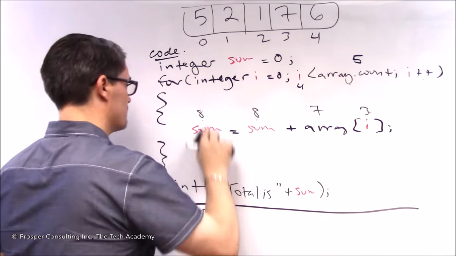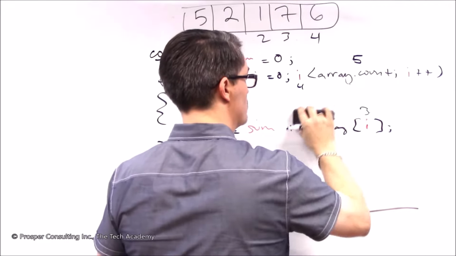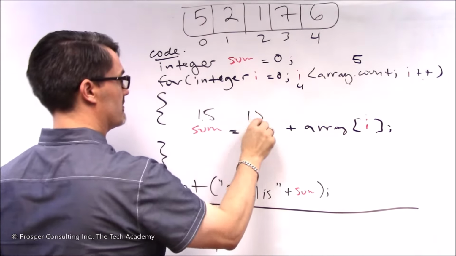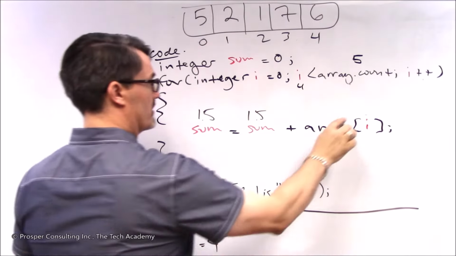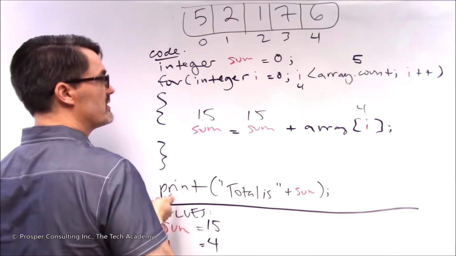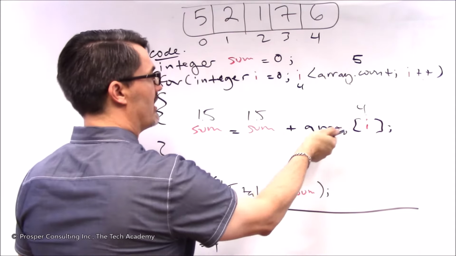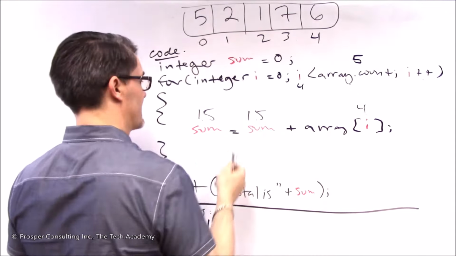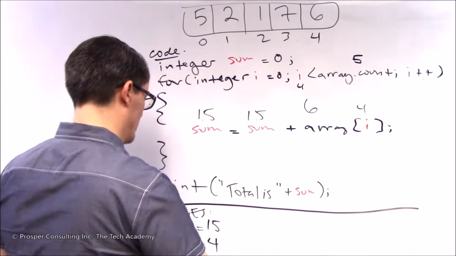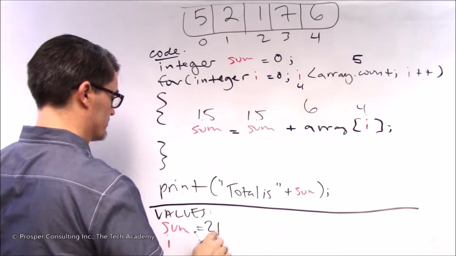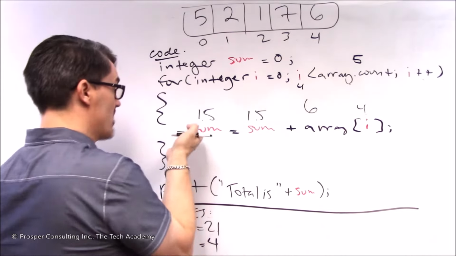So we go down here. These variables have new values. Let's plug them in. Sum is equal to 15 at this point. I is equal to 4 at this point. So we're going to make sum equal to a different value: its current value plus the value in the item of the array at index 4. That's a 6. 15 plus 6 is 21. Let's go change the value of that variable to 21. That's what the computer is now storing for it. And we're done with this loop.